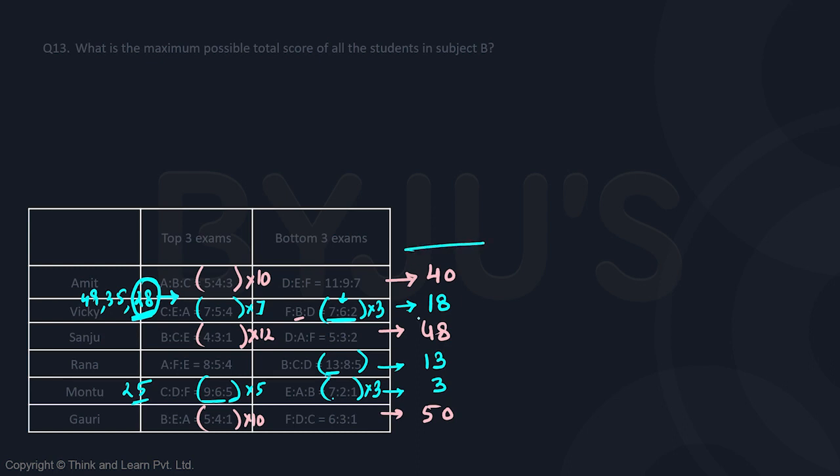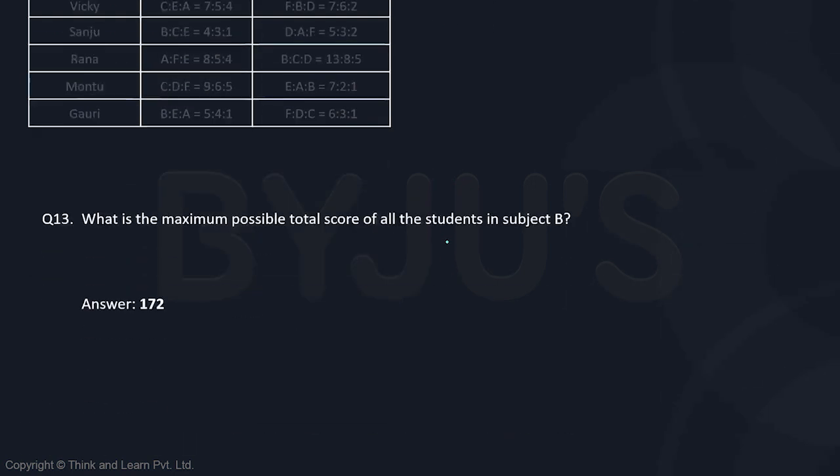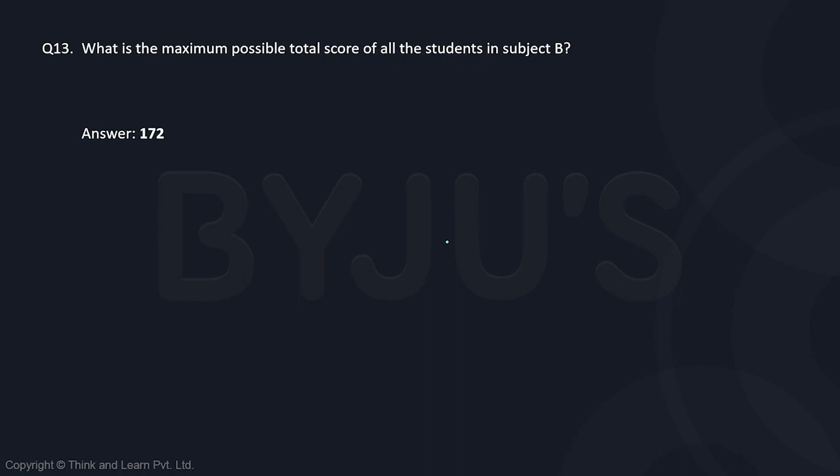So what is the total of all the scores? 40 plus 18, 58, plus 48, that is 106, plus 13, 119, plus 3, 122, and 50 is 172. So the maximum possible score in subject B of all the students is 172.